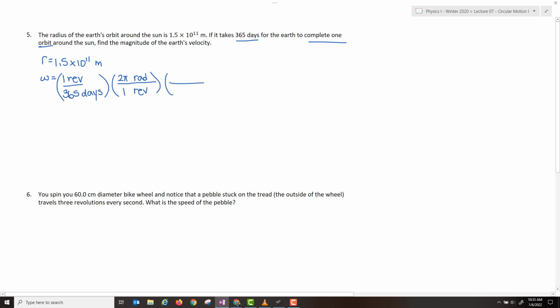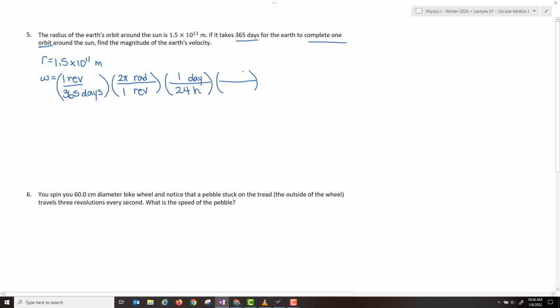I don't know how many seconds are in a day, so I'm going to change days to hours first. So I'm going to write day in the numerator, and hours in the denominator. 1 day is how many hours? 24 hours per day. I don't want hours though, I want seconds. If you don't know how many seconds are in an hour, you can change hours to minutes first. There's 60 minutes in an hour, and then you can change minutes to seconds. There's also 60 seconds in a minute.